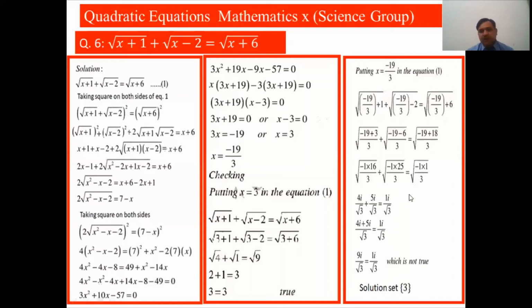So x is equal to minus 19 by 3 is the extraneous solution, or extraneous root, you can say. So the solution set is x is 3.